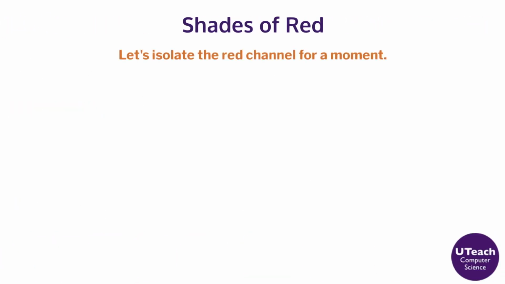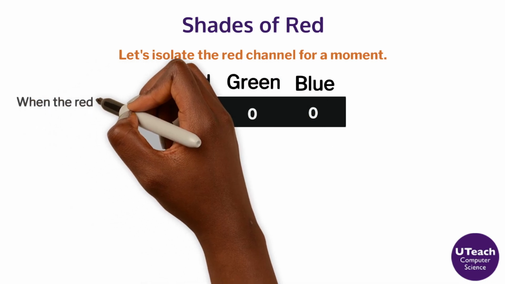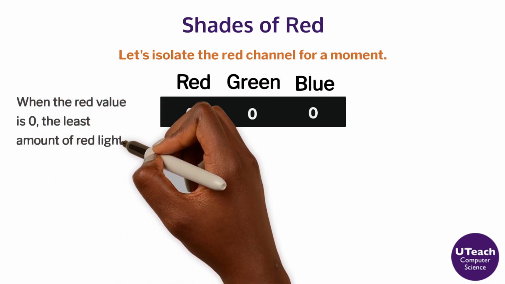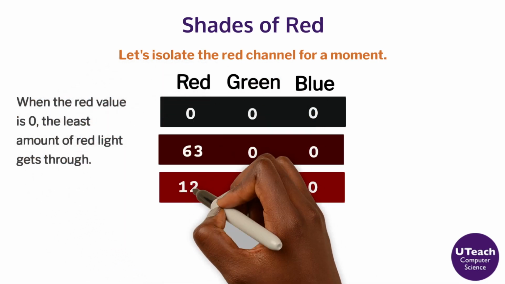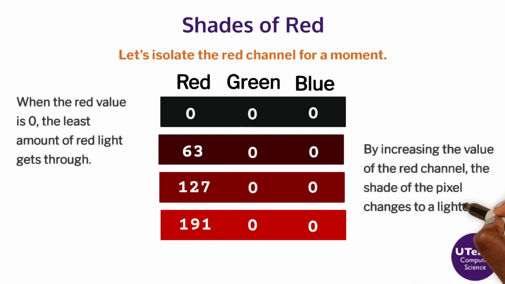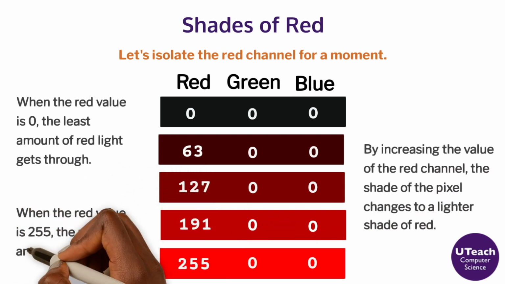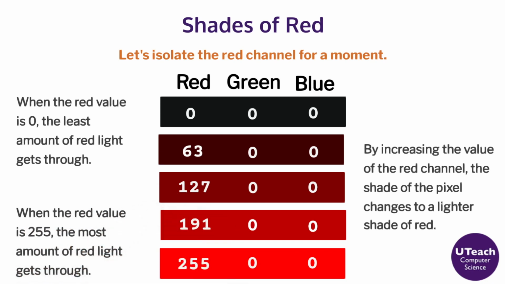Let's isolate the red channel for a moment and keep the green and blue channel values at 0 and just change the red value. When the red value is 0, the least amount of red light gets through. By increasing the value of the red channel, the shade of the pixel changes to a lighter shade of red. When the red value is 255, the most amount of red light gets through.